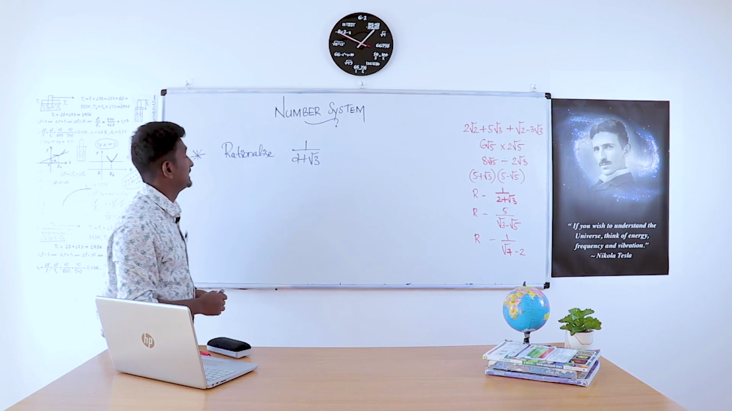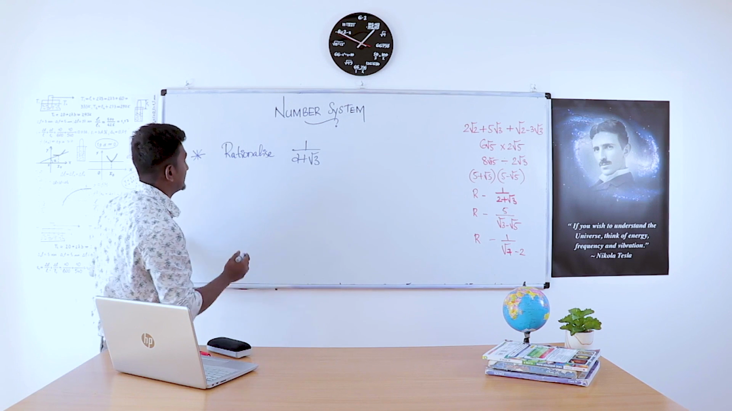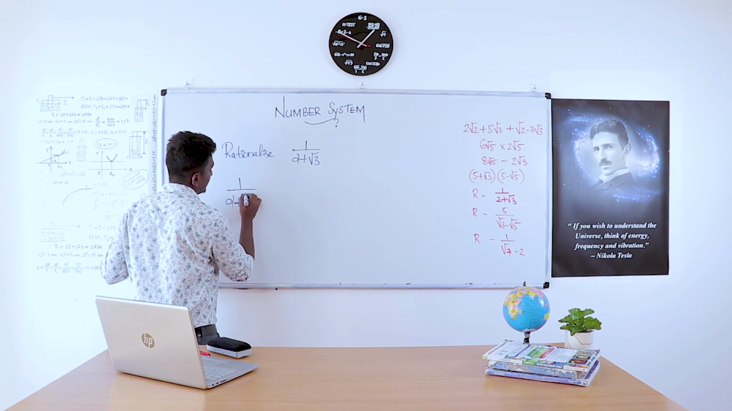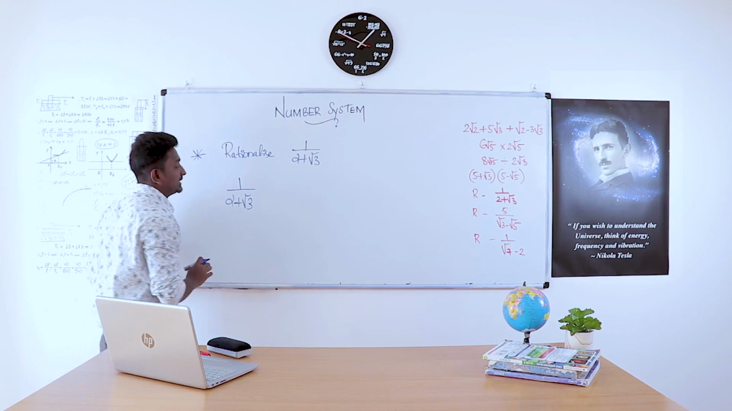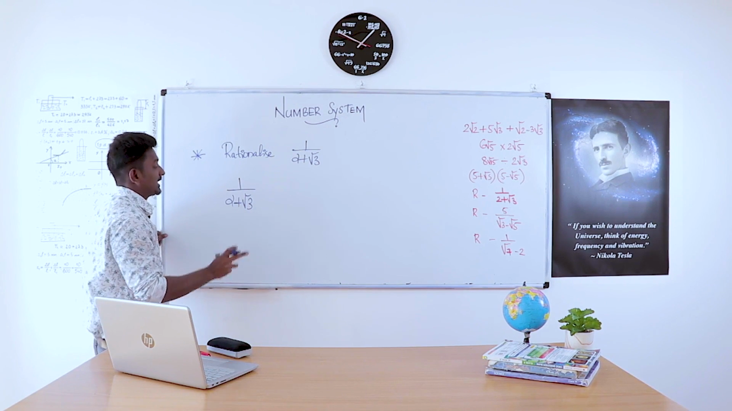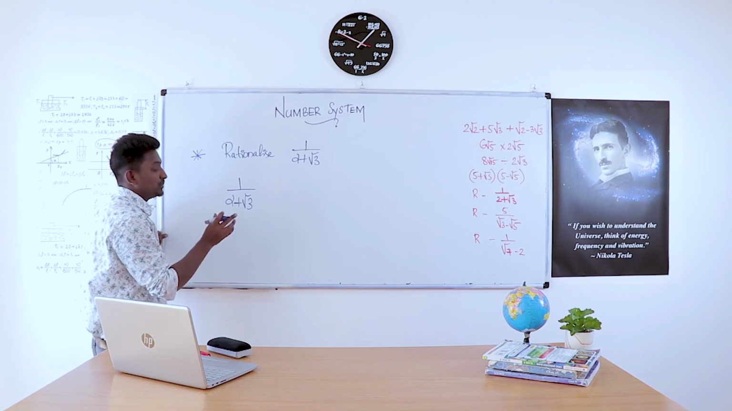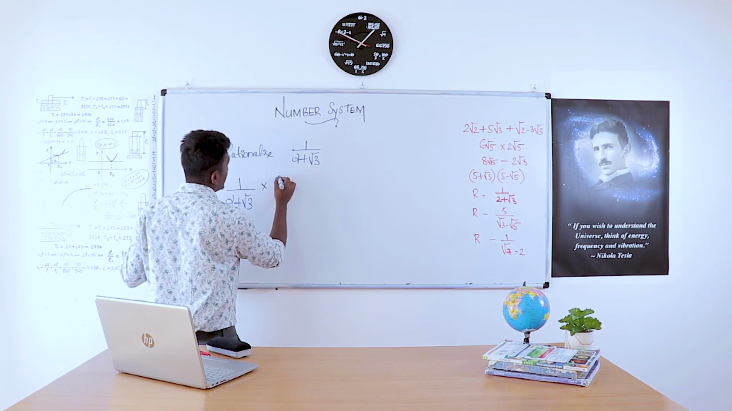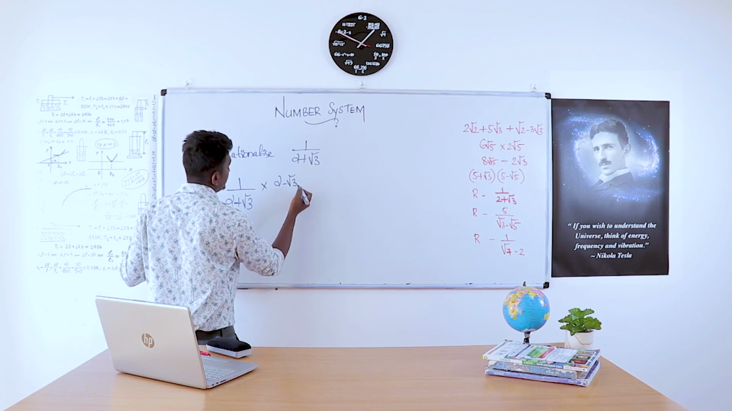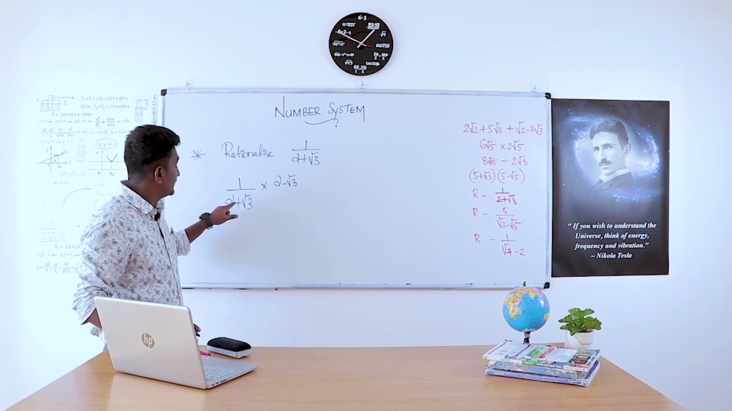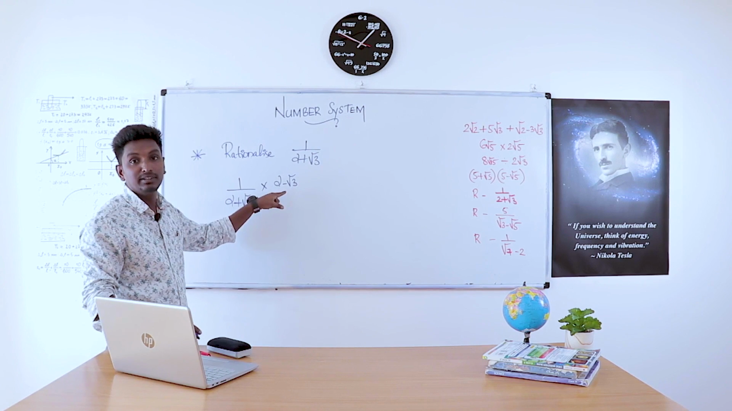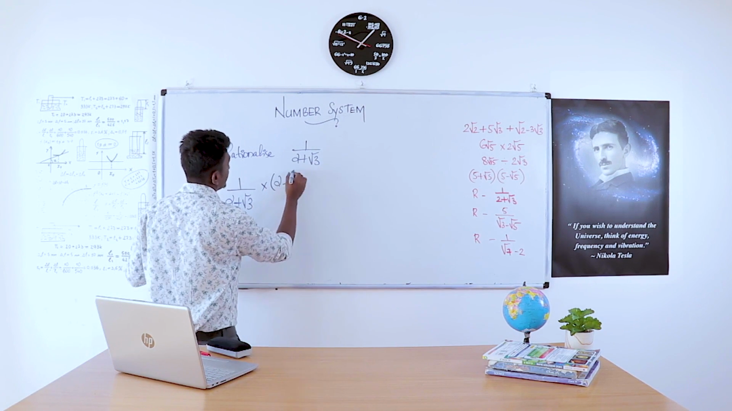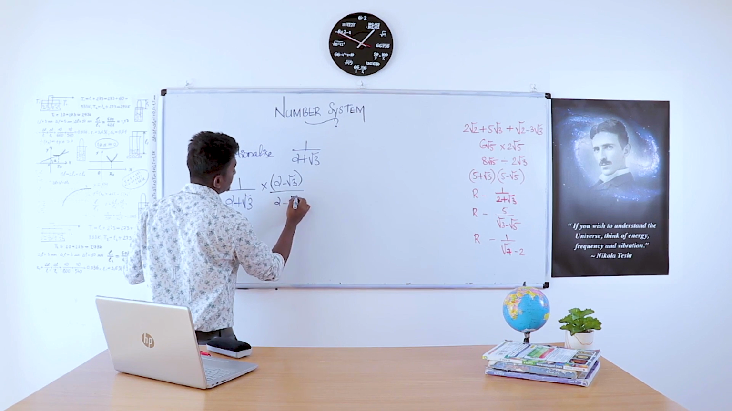How could we rationalize this? Just listen carefully. 1 by 2 plus root 3. To rationalize, we have to multiply. Here it is 2 plus root 3, then we have to multiply by 2 minus root 3. Just change the sign. If it is negative, then multiply with the positive. If it is positive, then multiply with the negative. By 2 minus root 3.